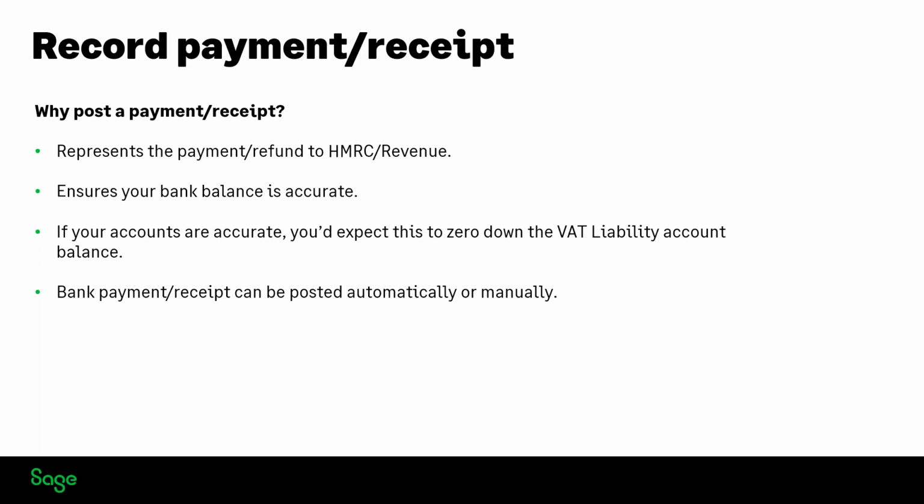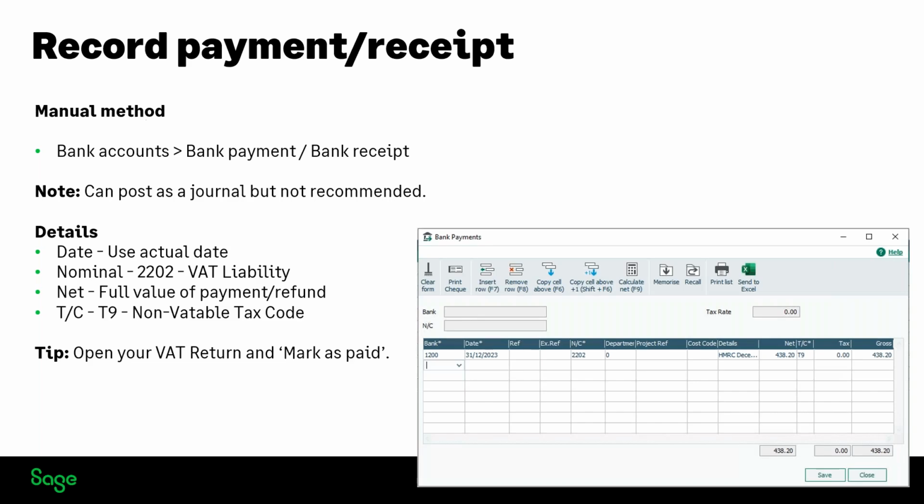Now, your bank payment or receipt can be posted automatically or manually. Again, why post it manually when you've got an automatic option within the software? So the manual method, you just go into your bank accounts module and then choose bank payment or bank receipt. You could post it as a journal if anyone is that way inclined, but again, it's not something we'd normally recommend. Much easier just to post a bank payment than it would be to do a 2-line journal.